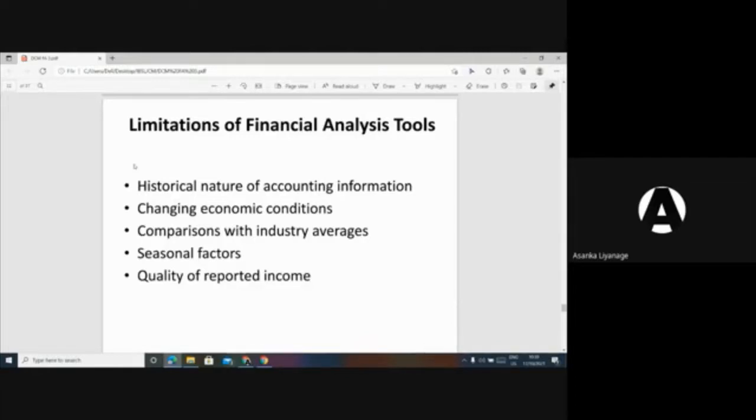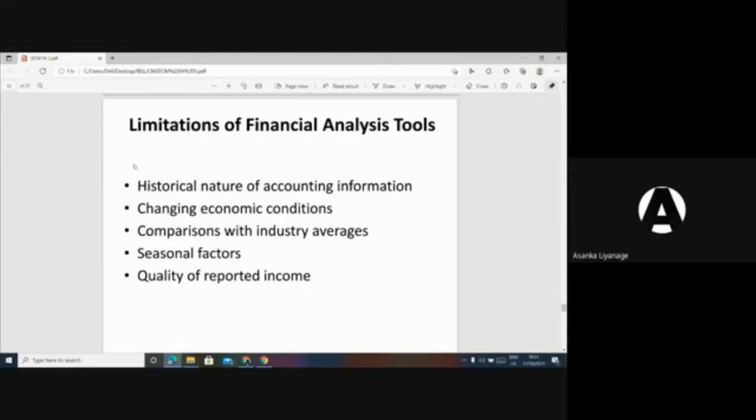Historical nature of accounting information. Under financial accounting, what we produce is historical in nature. It is what has happened in the past. The current situation and the future are not reflected in the financial statements. It is about the past, not about the current, not about the future. Especially with the pandemic situation of the last few years, in 2018 and 2019 they have done well. But when it comes to 2020, 2021, if you are analyzing only the 2019 data, that is not good. Therefore, the historical nature of accounting information is a negative fact when you are analyzing.